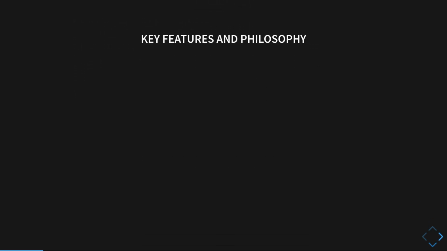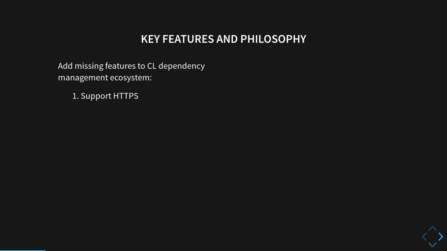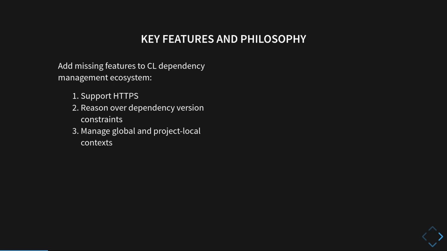So, what are some of these killer features that CLPM brings to the table? First up is HTTPS support. All of my group's code is stored on a server that requires authentication, and I do not want credentials to be sent in the clear. Second is the ability to reason over version constraints on dependencies. This allows us to mark lower and upper bounds on the version of a system. Third, CLPM can install dependencies locally to a project or globally for a user account.